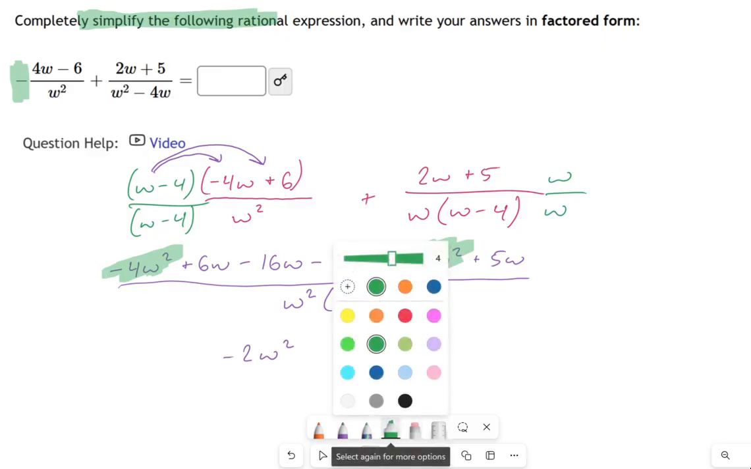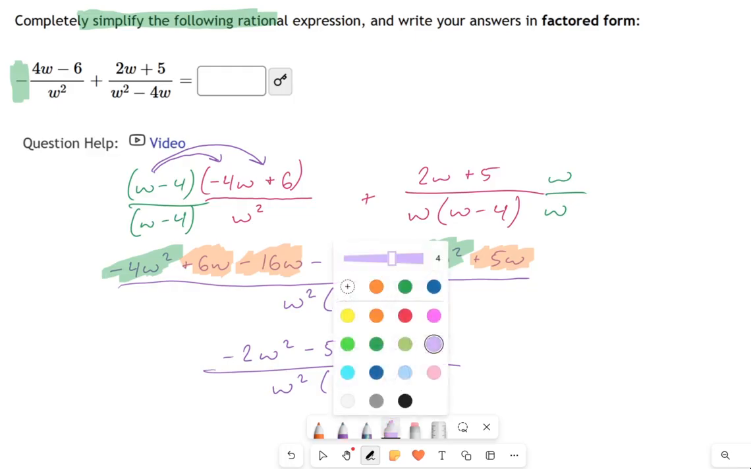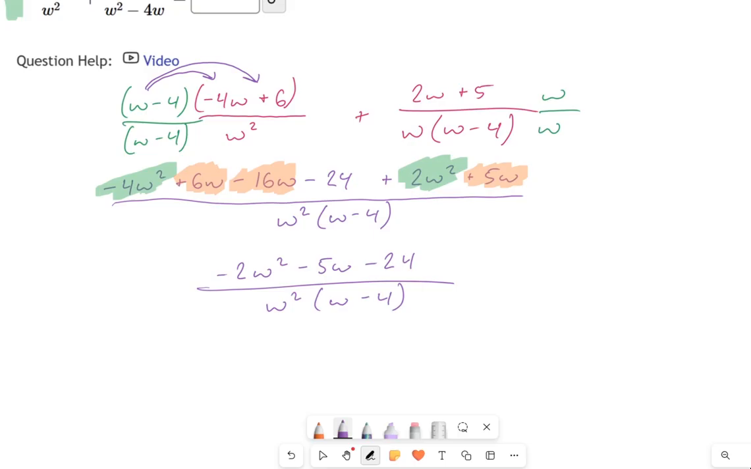And then the next thing that we're going to look at, let's talk about the w's. This is a plus 6w, a minus 16w, and a plus 5w. So if you count those all up, we're going to get, I think, negative 5w. And then there's only the negative 24 left, so you just stick that on there as negative 24. Of course, it's all over w squared times w minus 4. Now what's left? We still have one step we have not done yet, which is factoring anything remaining. You should always do the factoring step because for all you know, there might be some terms on top that cancel with the terms on bottom. But I'll save you some time and skip to the chase.